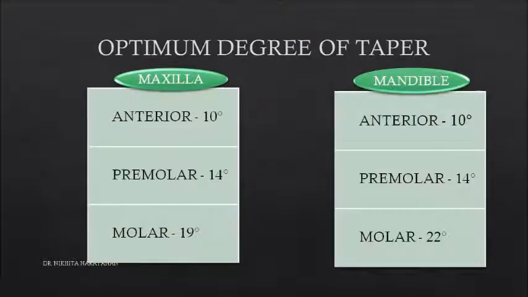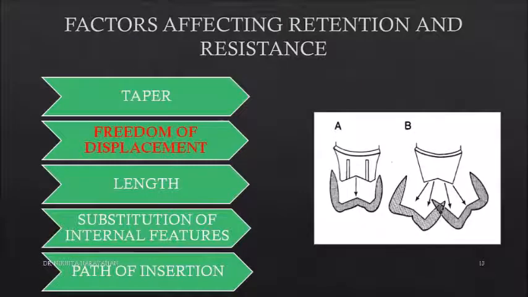Schillingberg has also given optimum degree of taper for each tooth. So for maxillary and mandibular anterior teeth, it is 10 degree. For premolars, it's 14 degrees. For maxillary molar, it's 19 degree, and mandibular molar, it is 22 degree. So that is the range, 10 to 22 degrees. So the maximum taper is given for mandibular molar, and the least taper is given for anteriors, both maxillary and mandibular anterior teeth. Next factor is the freedom of displacement.